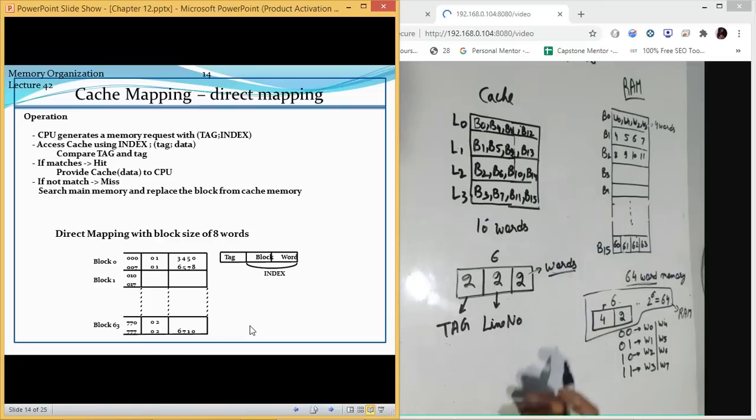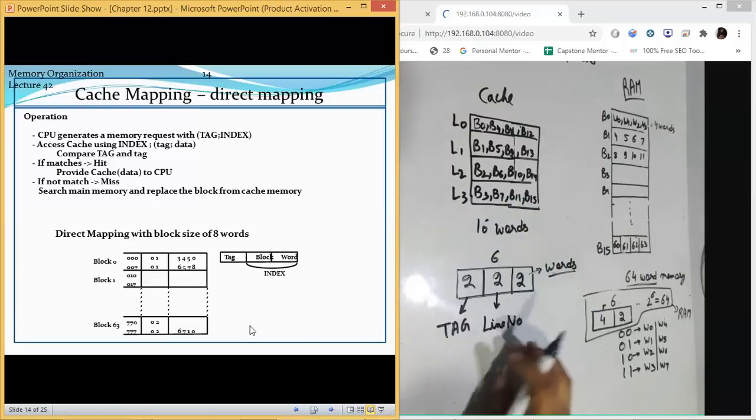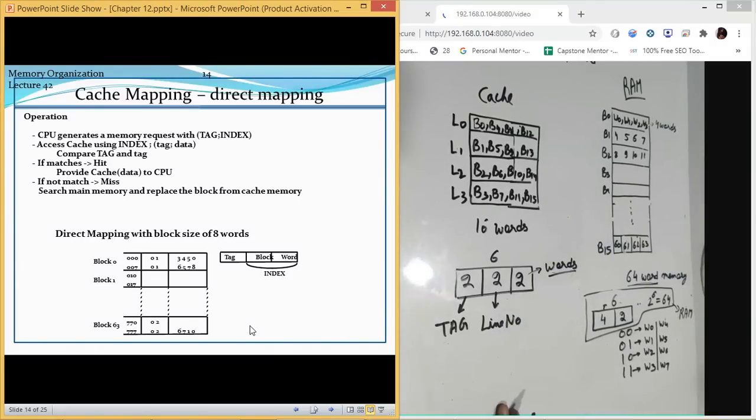One is block and the other is word. So it is up to you how you want to represent it. Normally in cache we call it a line, so it is a line number. Now let us see an example of how we are going to use it.